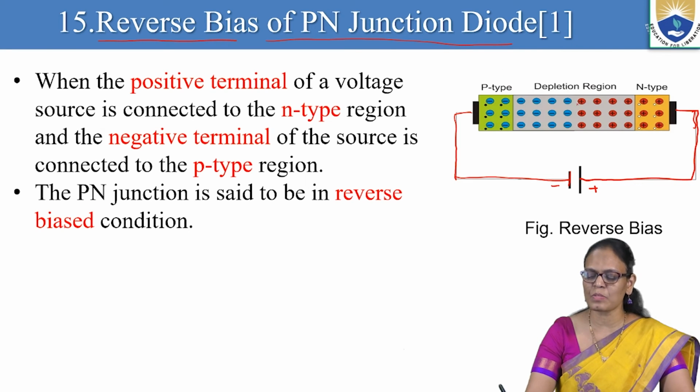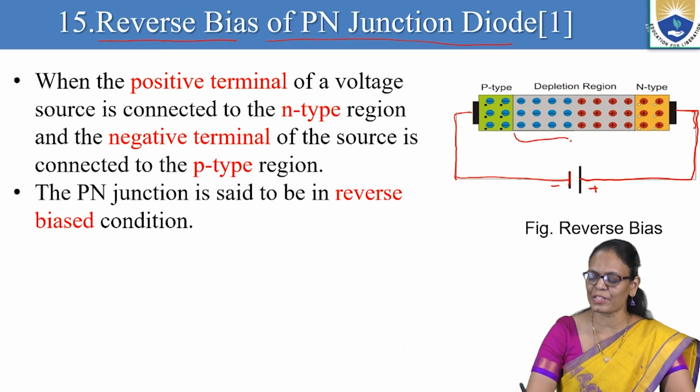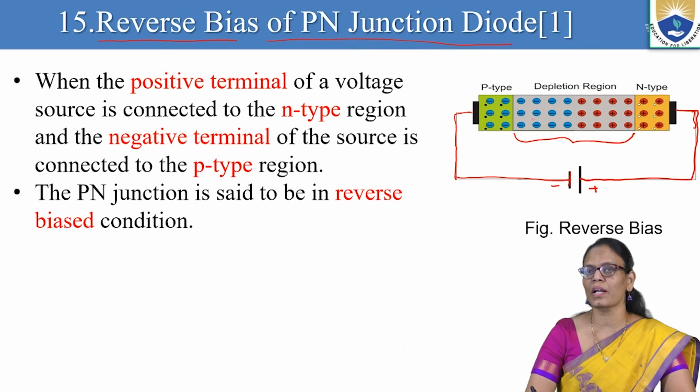And in reverse bias, what is happening? The width of the depletion layer goes on increasing, because this is positive. More and more electrons are attracted onto this positive terminal, so this creates more and more positive immobile ions. And here also more and more holes are attracted onto the negative side, which creates more and more negative immobile ions. And the width of the depletion region goes on increasing.